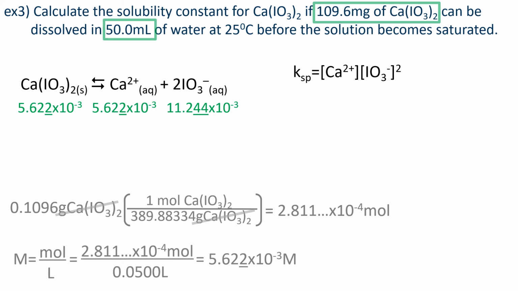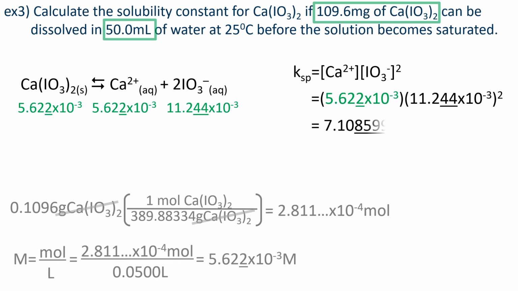I now go back to my KSP expression, substitute in my concentration for calcium, my concentration for iodate, run it through my calculator, and the KSP value for calcium iodate, the maximum dissolvable amount, is 7.11 times 10 to the negative 7.